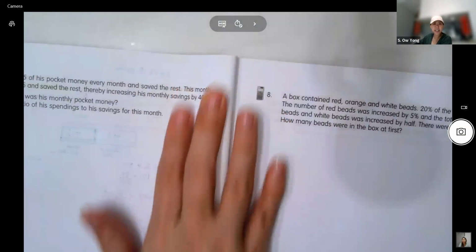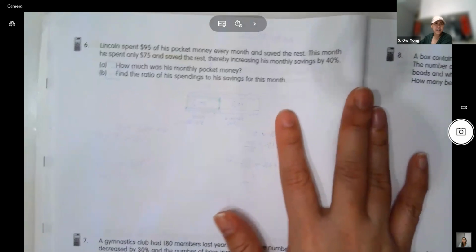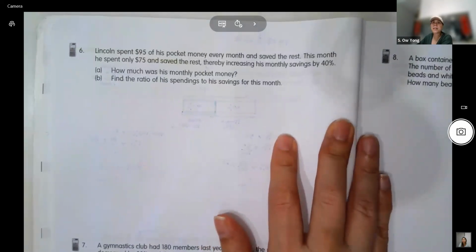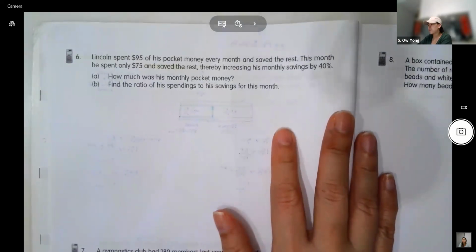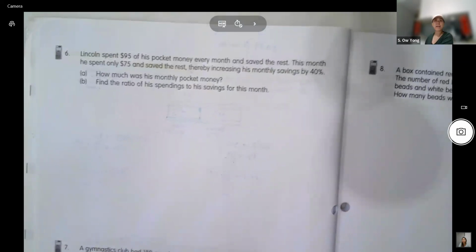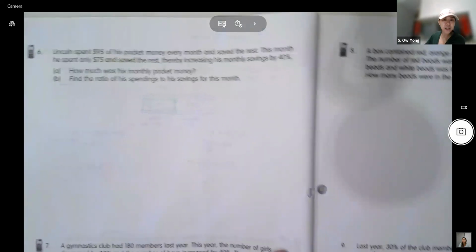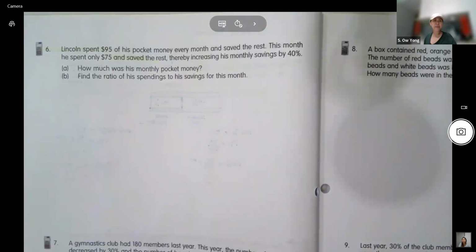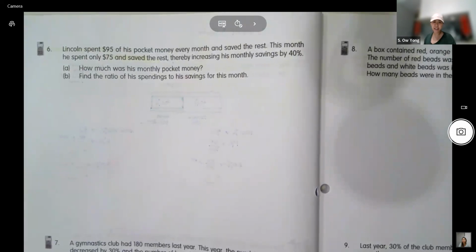Question 6, the Lincoln question. Lincoln spent $95 of his pocket money every month and saved the rest. This month, he spent only $75 and saved the rest, thereby increasing his monthly savings by 40%. How much was his monthly pocket money? Find the ratio of his spendings to his savings for this month.